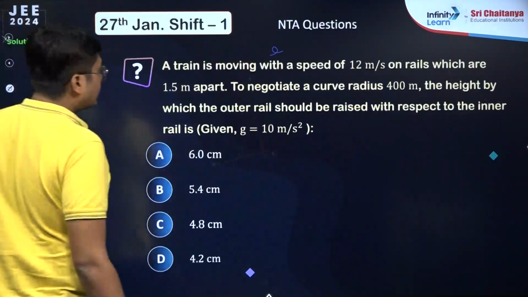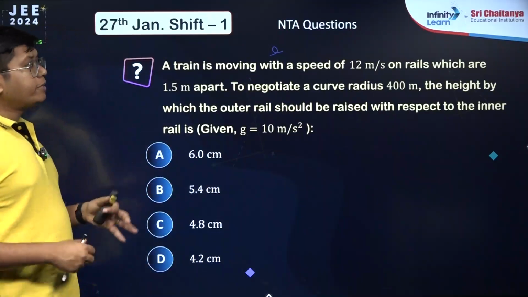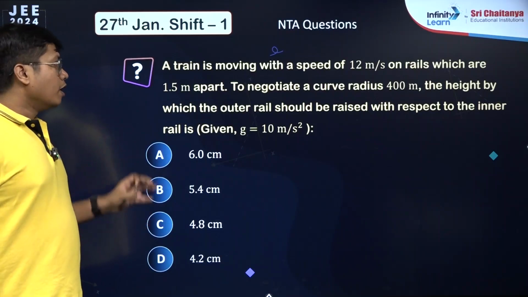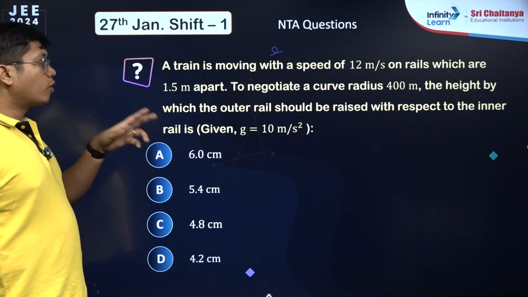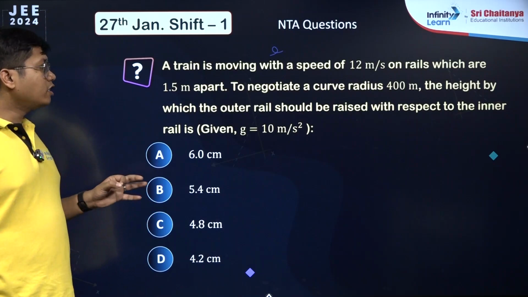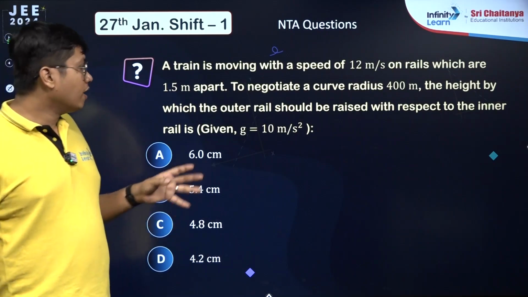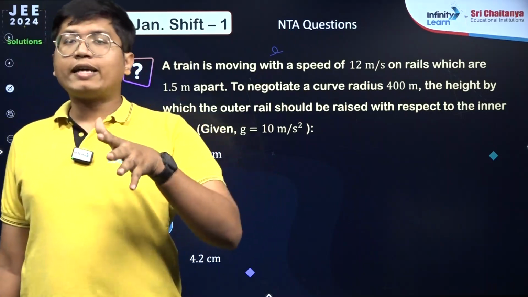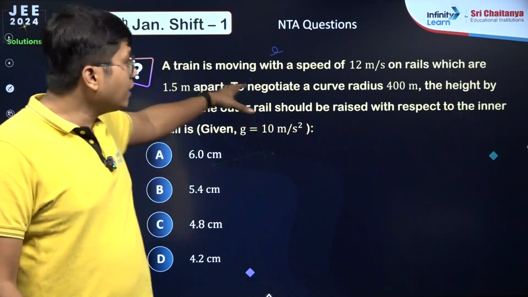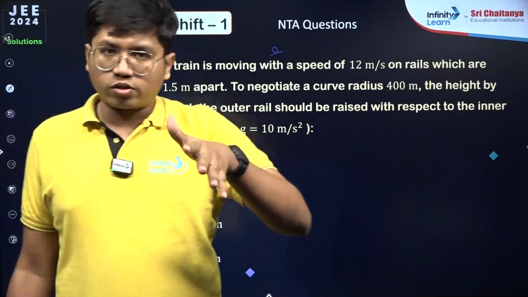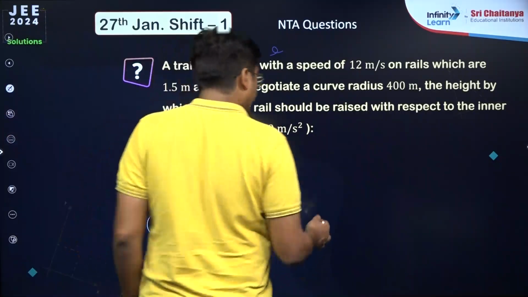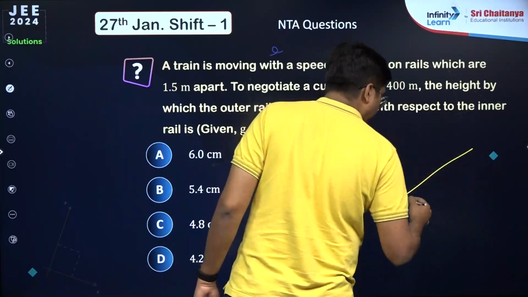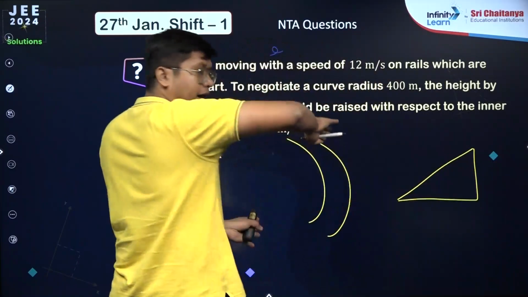Next question, it says a train is moving with a speed of 12 meters per second on rails which are 1.5 meter apart. To negotiate a curve of 400 meters, height by which the outer rail should be raised with respect to the inner rail is how much? So this is a case of banking of roads. Even though it's given as rail, it's a case of banking of roads. Because the road, if it's making a turn like this, of whatever radius, the road has to be banked at an angle.